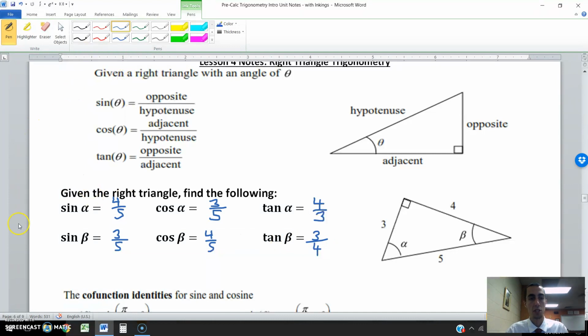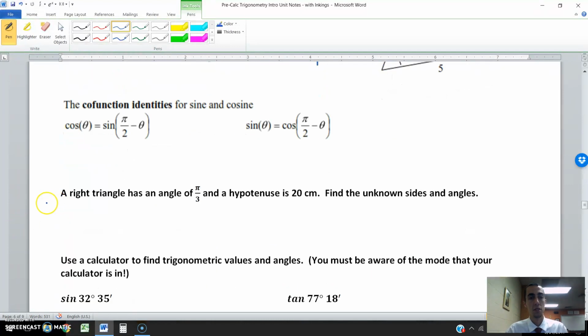Next up are the cofunction identities. Yesterday, or in the last lesson, we studied the Pythagorean identity, one of the most basic trigonometric identities. The cofunction identities are identities because they have an equal sign, meaning one side is equal to the other. In a sense, they're identical. They have identical values. What this is saying is that the cosine of an angle is equal to the sine of 90 degrees minus that angle.